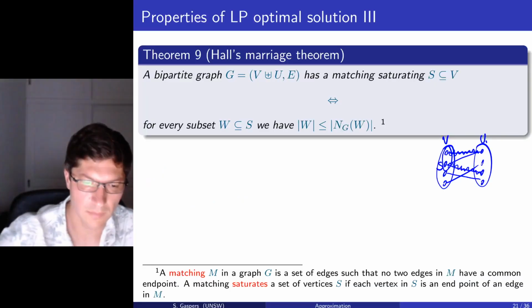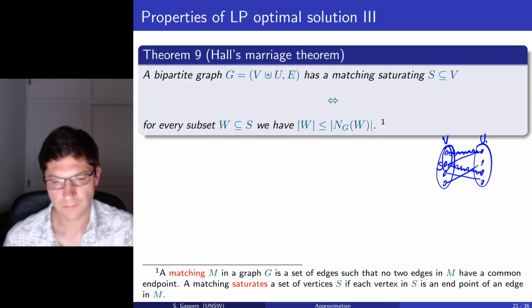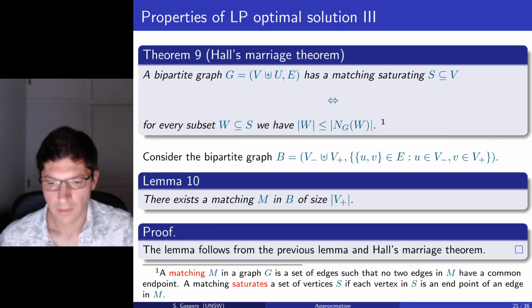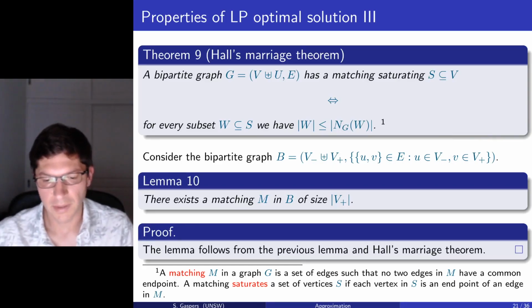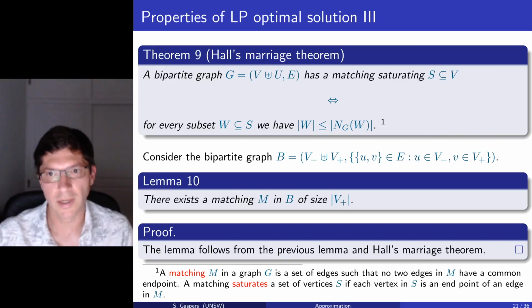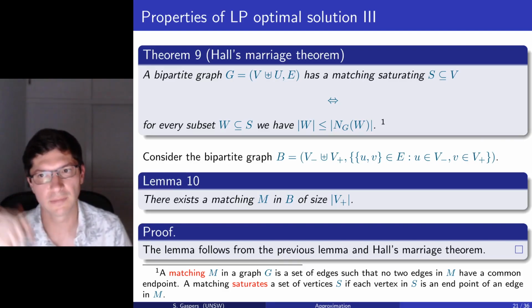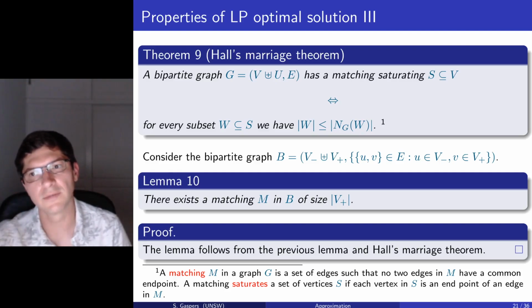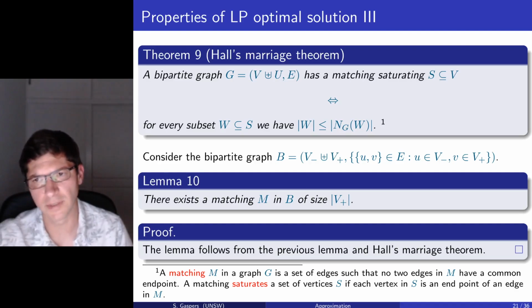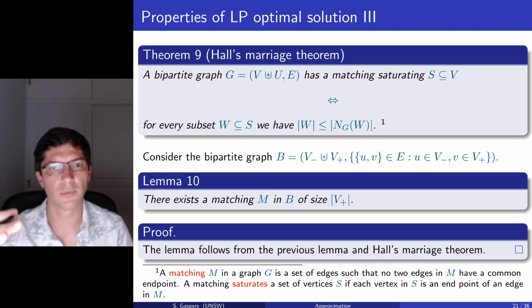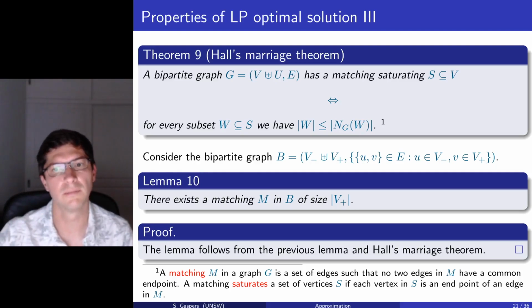Okay. And we obtain this by considering this bipartite graph that goes in between V minus and V plus. So ignoring all the edges inside V plus, there are no edges inside V minus anyway, but looking at all the edges that go across, we can observe that such a matching must exist.